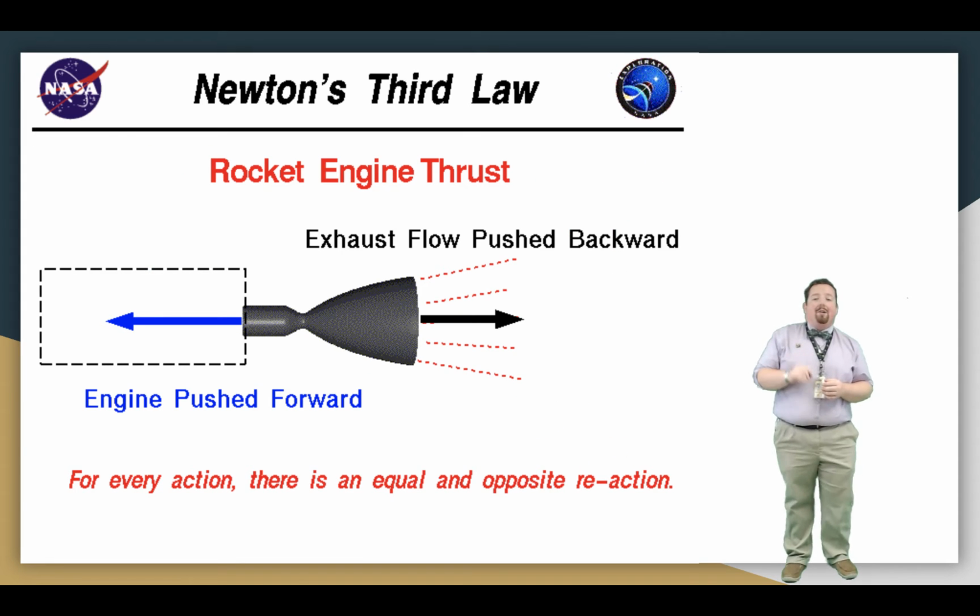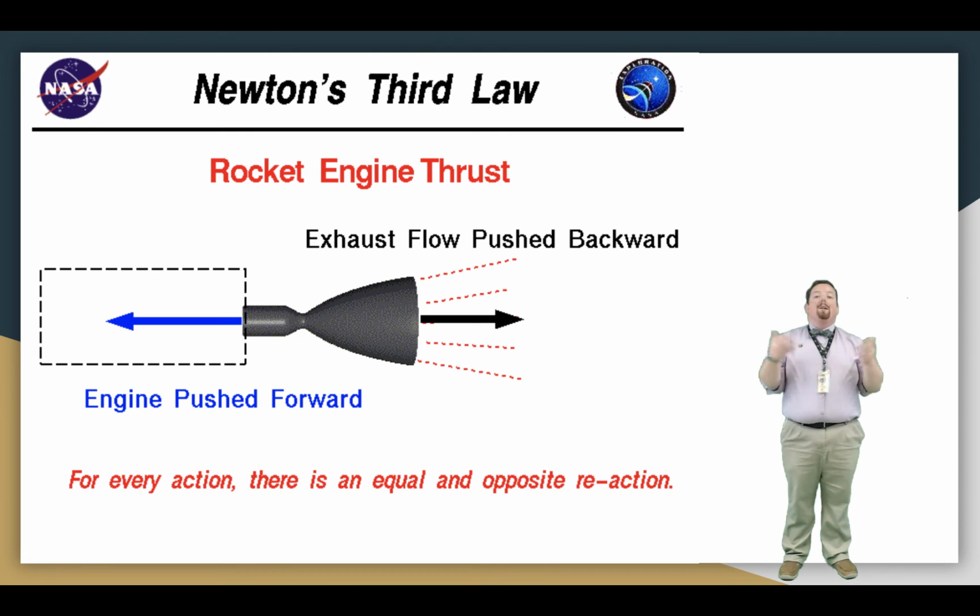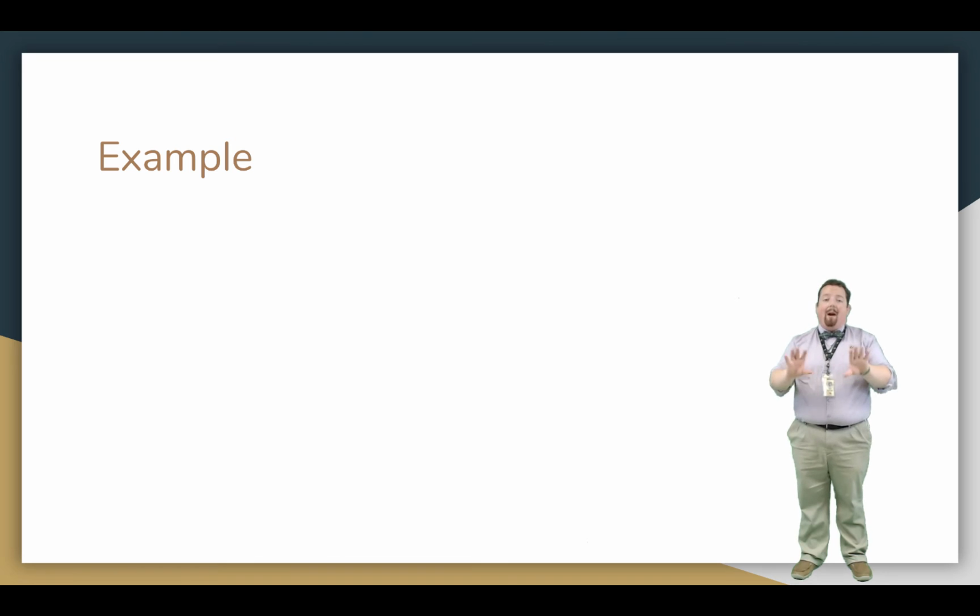How about a rocket engine? When an engine burns its fuel, it pushes out exhaust going backwards. Since that exhaust is being pushed out backwards, the engine gets pushed forwards. And this allows the rocket to move. One last example, I promise. This one might be a little bit more relatable to you if you haven't quite gotten it down yet.